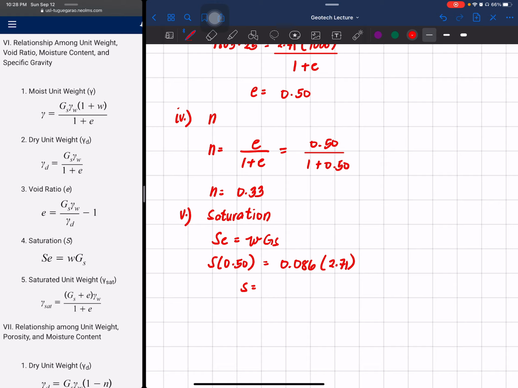So your S now is equal to 0.47. Okay, or this is also equal to 47%.